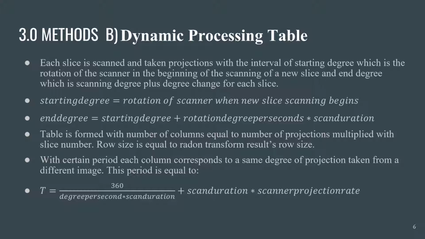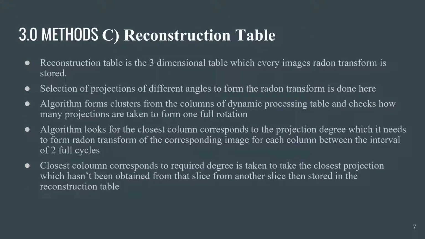With a certain period, each column corresponds to the same degree in modulus 360, taken from a different image. This period equals 360 divided by degree per second, multiplied by scan duration, plus scan duration multiplied by scanner projection rate. This is used for creating a reconstruction table.